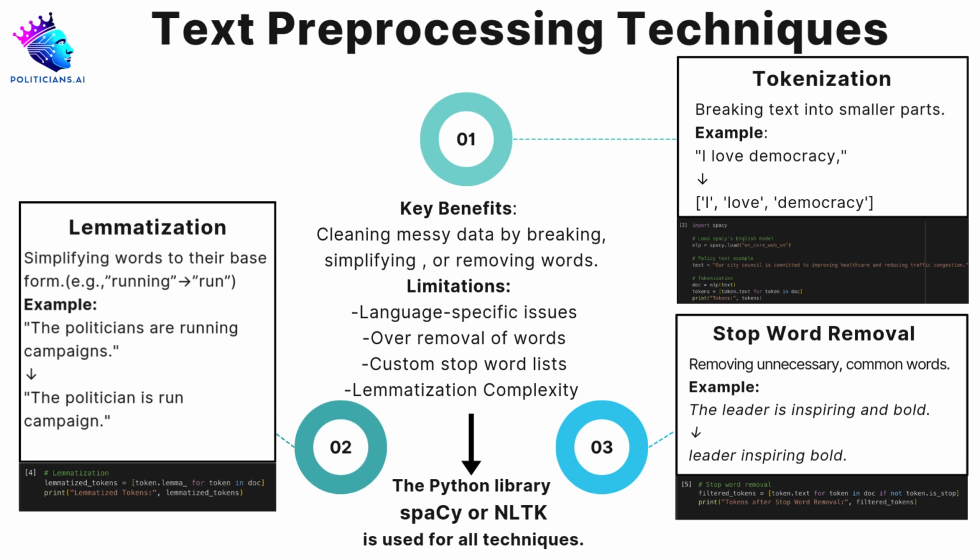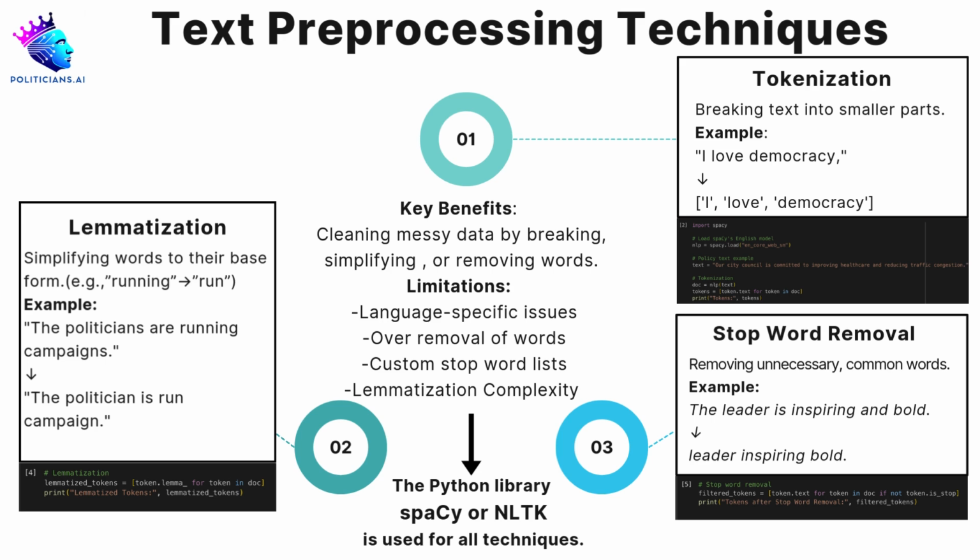3. Custom stop word lists. Default stop word lists might not align with public policy needs. For example, words like citizen or government are often essential and should not be removed. 4. Contextual limitations in lemmatization. Lemmatization may not account for context. For instance, running could mean jogging or running for office. Without context, the simplification might lead to errors. These limitations emphasize that while text preprocessing is powerful, it requires careful adaptation to your specific dataset and context.